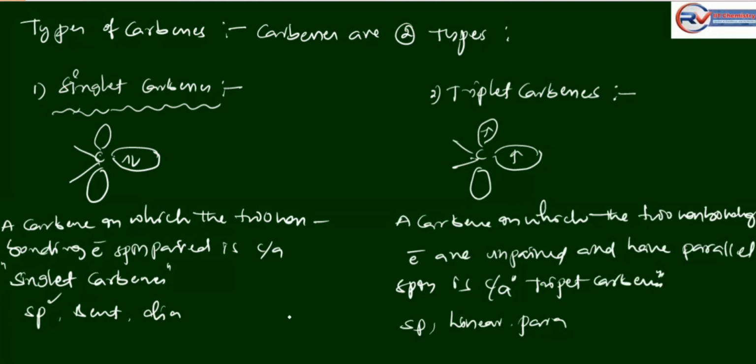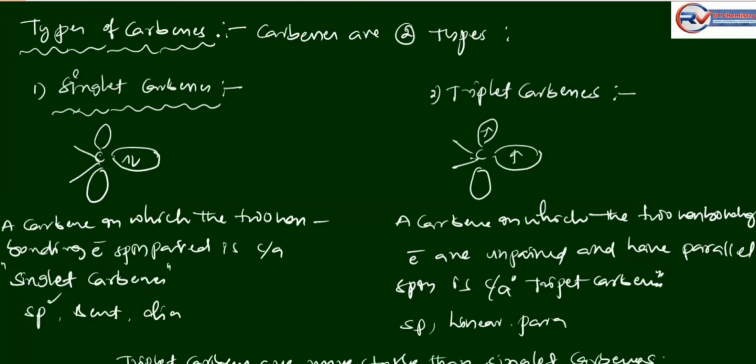Generally, triplet carbenes are more stable than singlet carbenes. This is about the carbene intermediate.